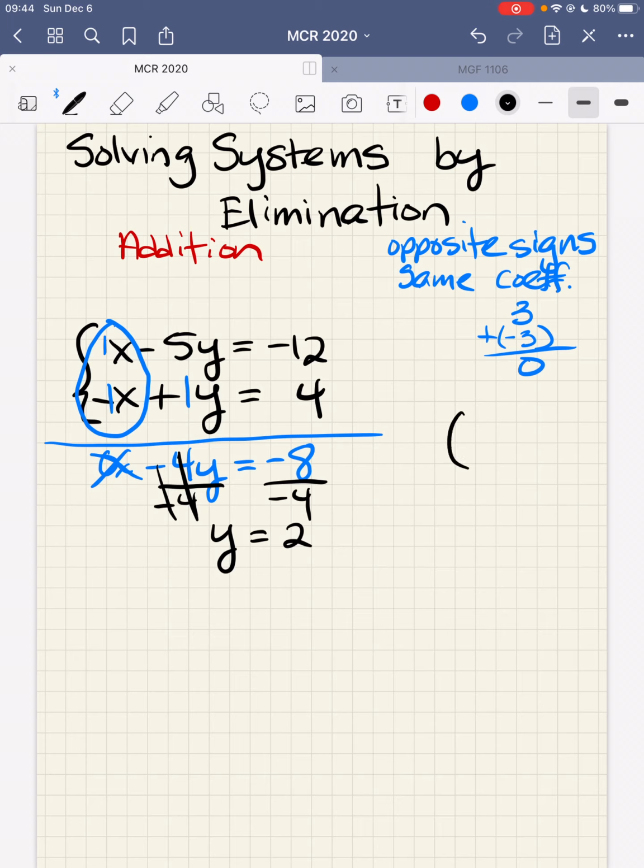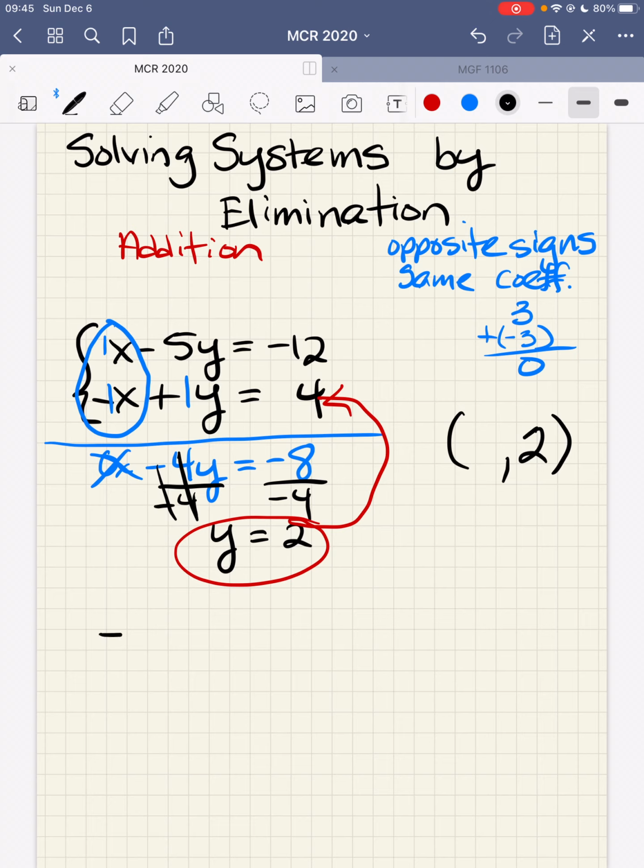Okay, so remember my solution is an ordered pair. My y value is 2. Now I need to go ahead and find my x. What I'm going to do is I'm going to take this y is equal to 2, and I'm going to plug it into one of my equations. I'm going to pick that one. It doesn't matter. And I'm going to now solve for x.